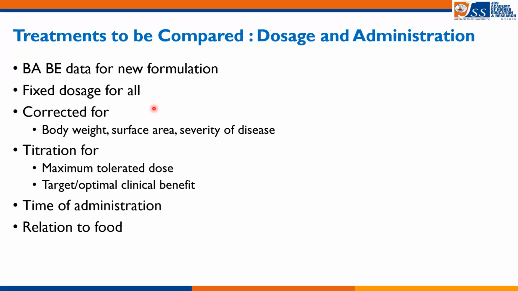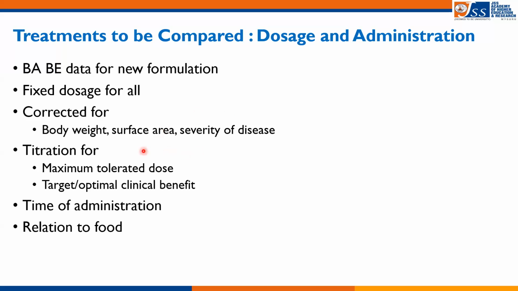The dosage and administration. So you do the bioavailability and bioequivalency study to check for the new formulation. And the dose is corrected for the patients basing upon the body weight, surface area, severity. I think you read about all these things in your B.Pharm, Clark's formula, Dilling's formula, right? The dose adjustment is made basing upon that.